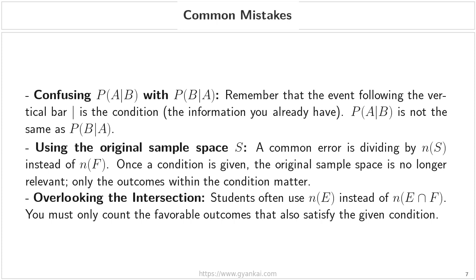Now, as we wrap up this lesson, I want to pause and discuss some common pitfalls. Even if you understand the logic of reduced sample spaces, it is very easy to make a few specific errors in your calculations. Let's look at these 3 common mistakes so you can avoid them in your exams. If you can keep these 3 points in mind, you will have a much stronger grasp of applying conditional probability to equally likely outcomes.